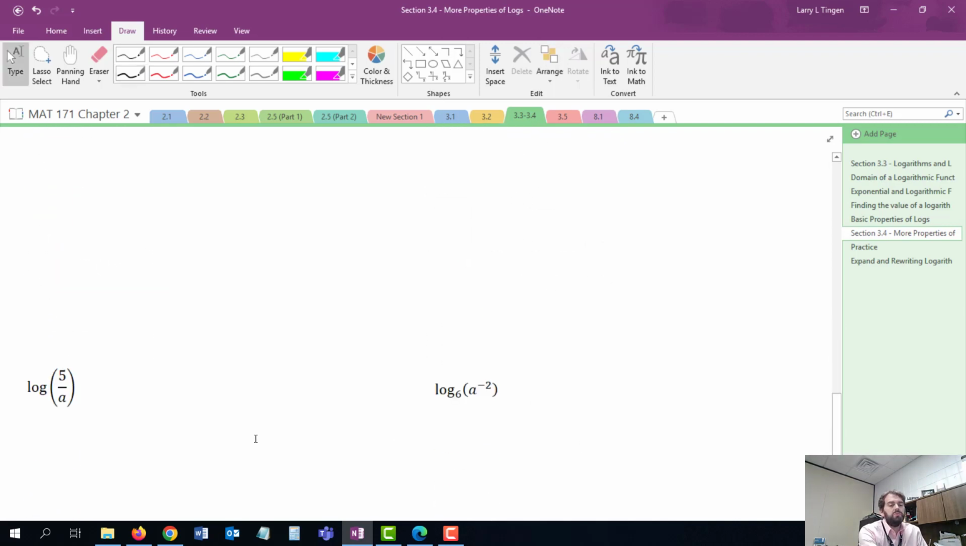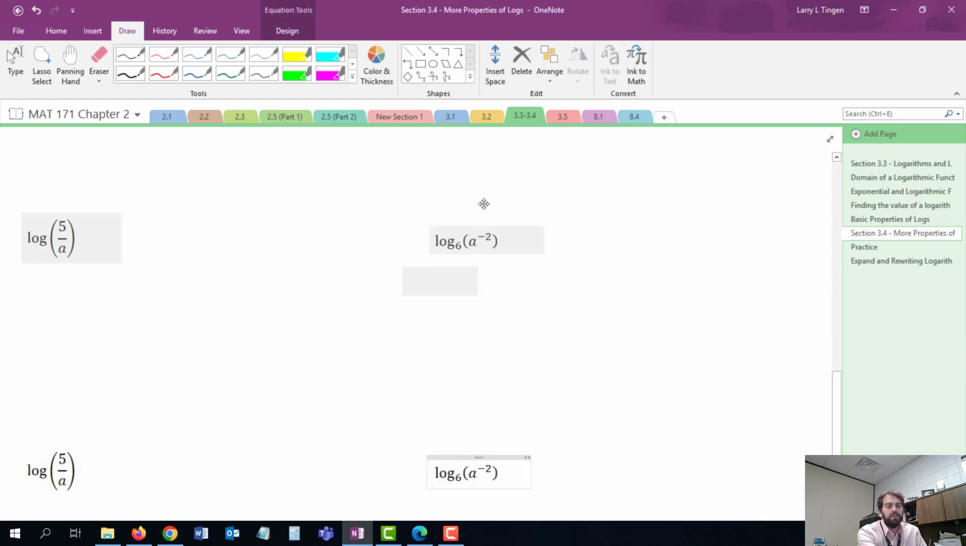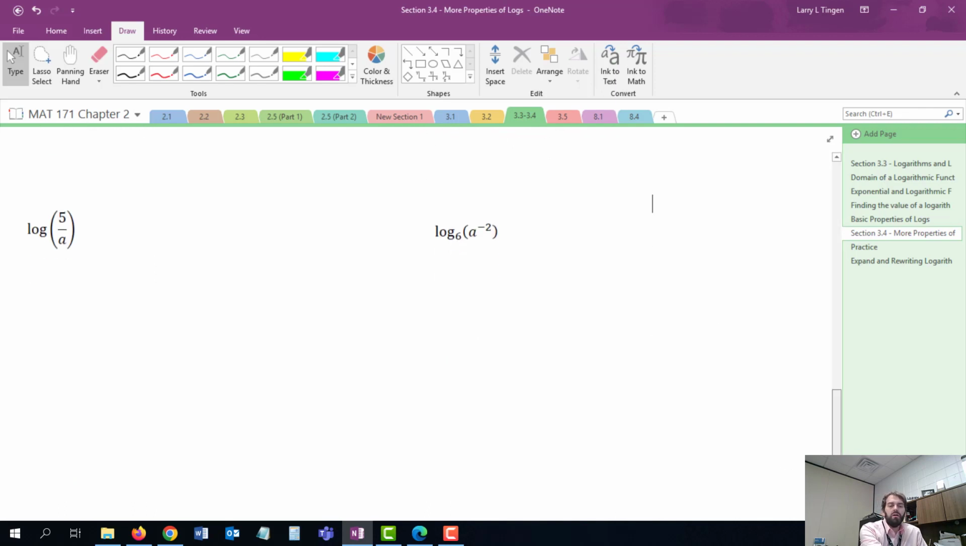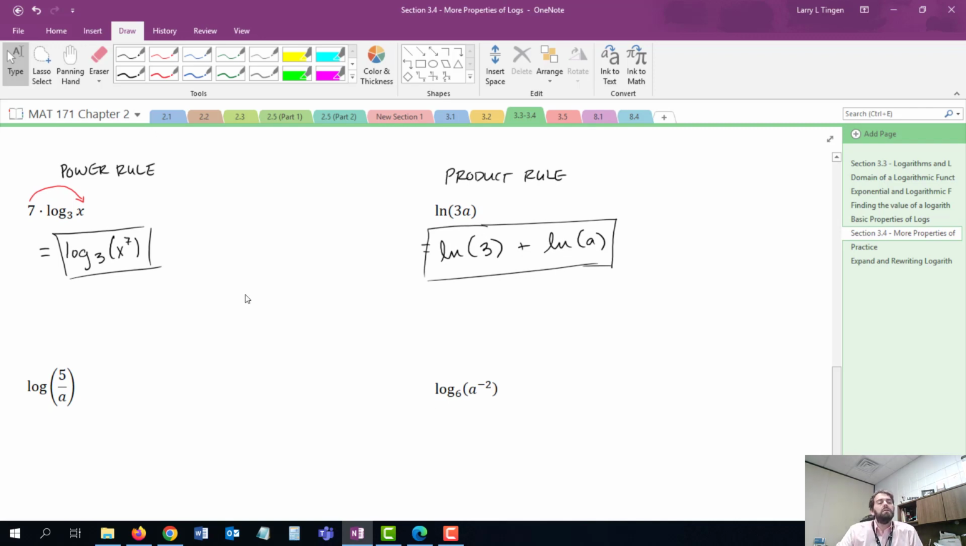And let me just move these two up. I don't know why I thought I was going to write in gigantic letters, but I guess I did. Last two, log of 5 over a. This is the quotient rule, because I've got division on the inside, which rewrites as subtraction on the outside. Nothing left to do there.